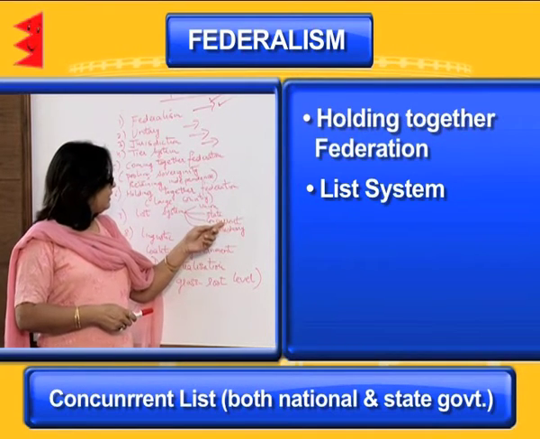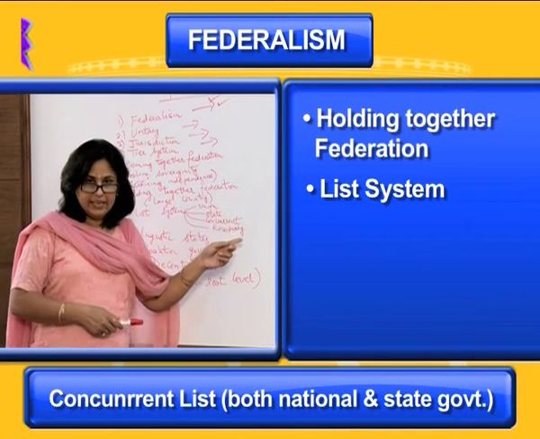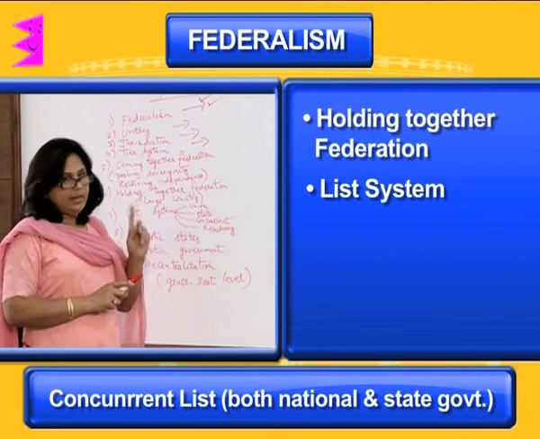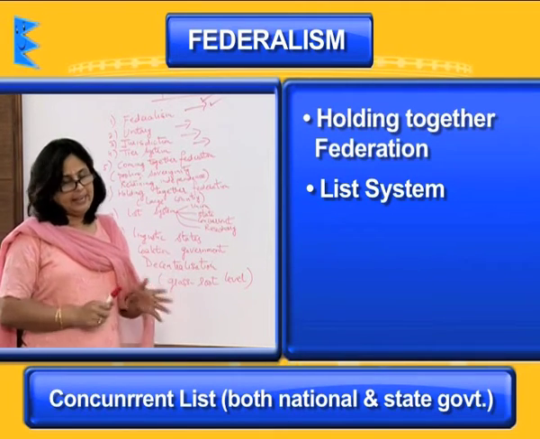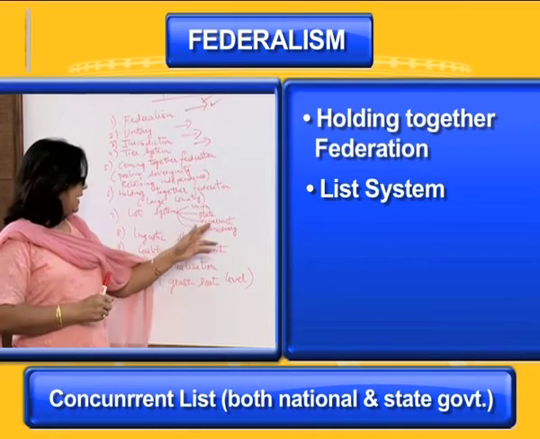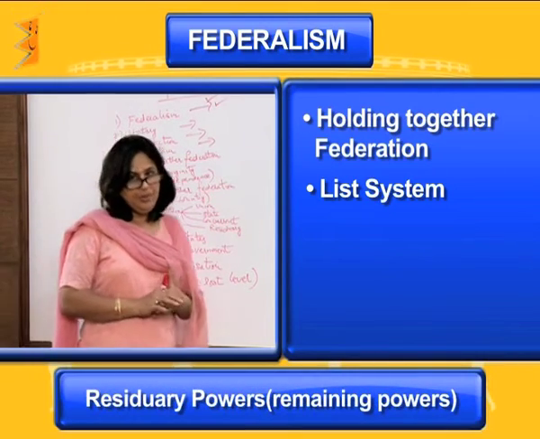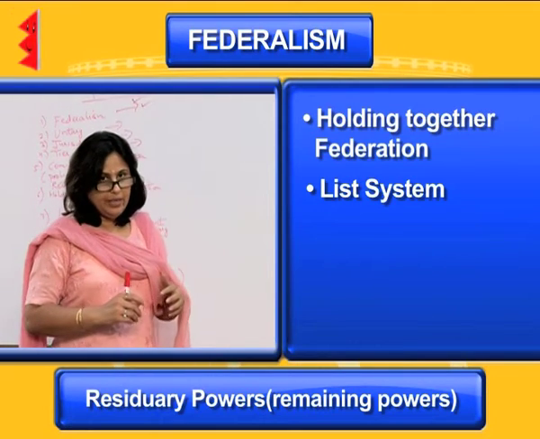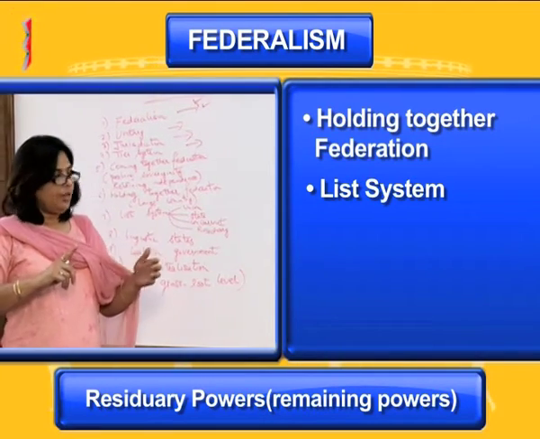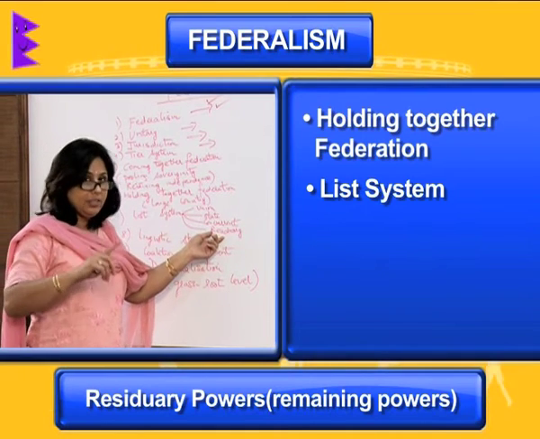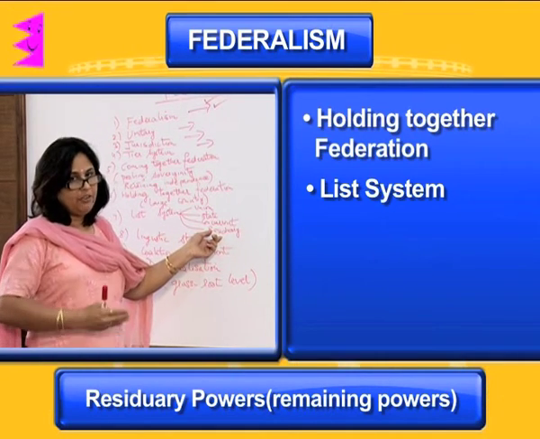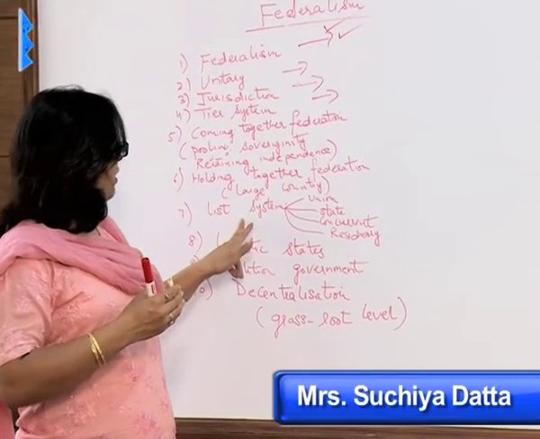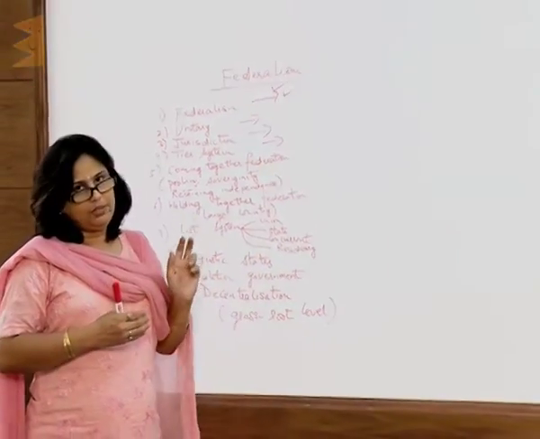Concurrent is those lists wherein both the union and the state government make laws, but if there is a clash, then whatever the union government wants has to be accepted by the state government. Then the residuary powers. The residuary powers are those powers which had been left out, which were not there in the earlier times, which have cropped up now. Now, I shall explain to you once again next time what the list system is all about.